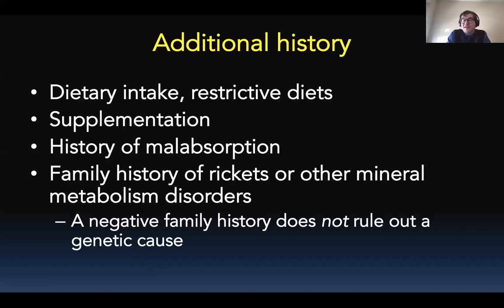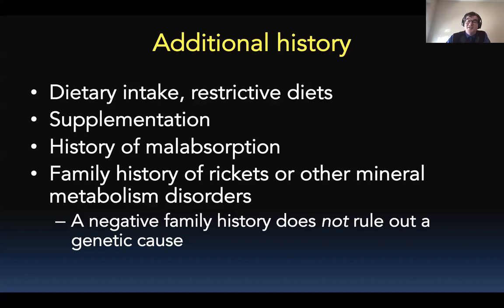But we need some additional history, and I would not just assume that patients have routine vitamin D deficient Rickets, although it's by far still the most common. You want to ask about their general dietary intake of sources of calcium and vitamin D. Are they on especially restrictive diets, which often happens in very picky children, or sometimes in children with autism? Are they getting supplementation, or do they have any history to suggest malabsorption?